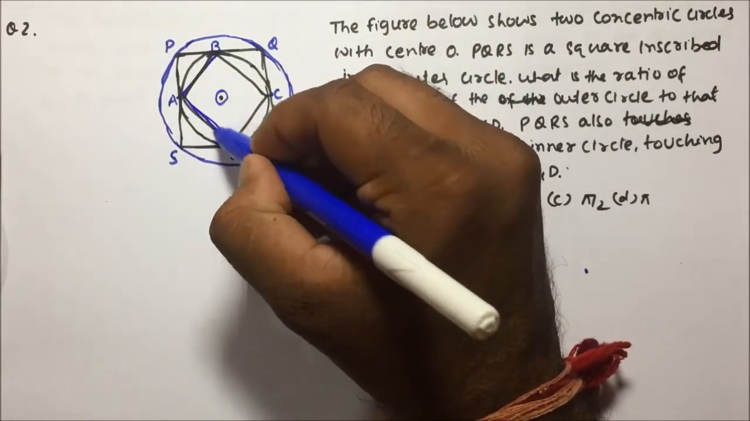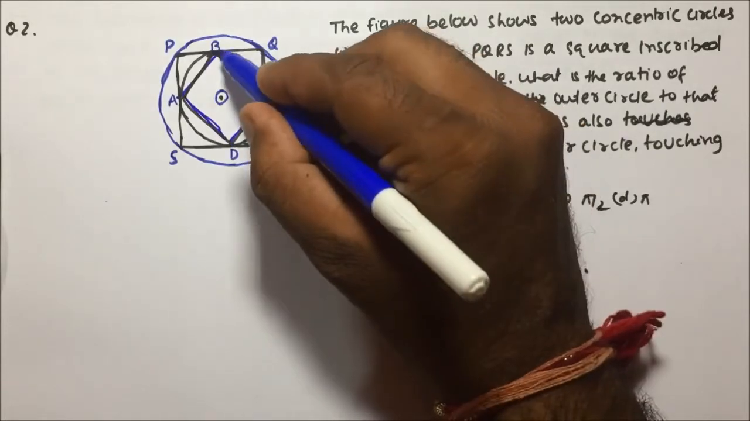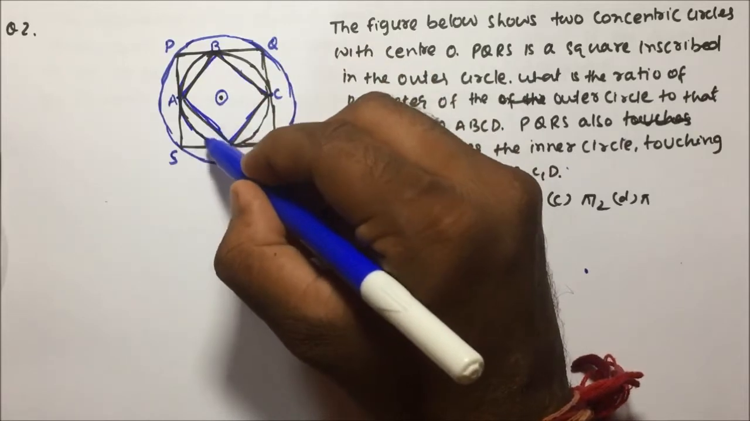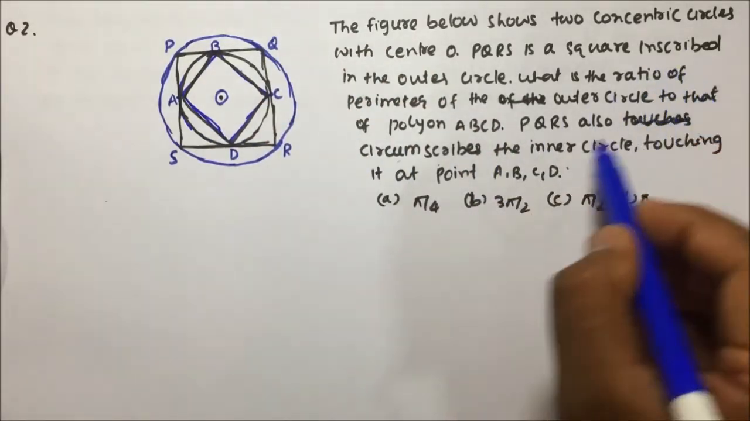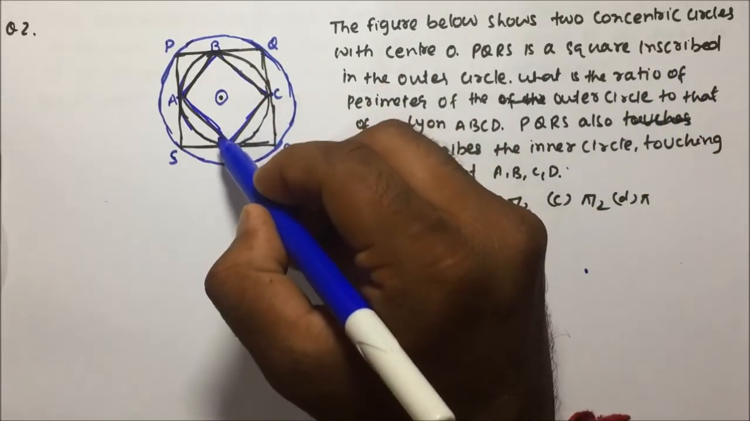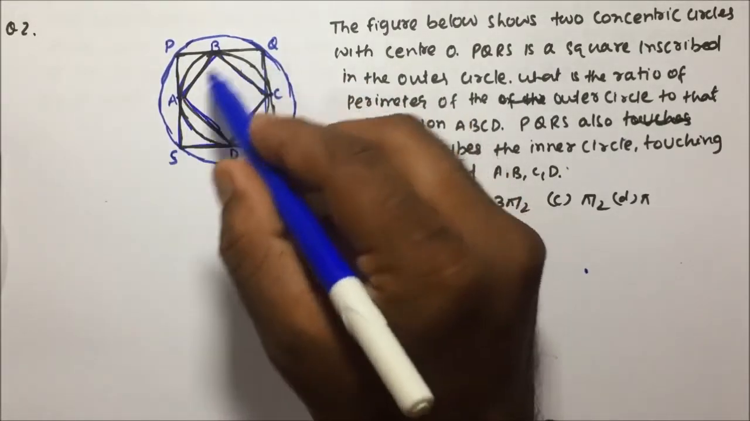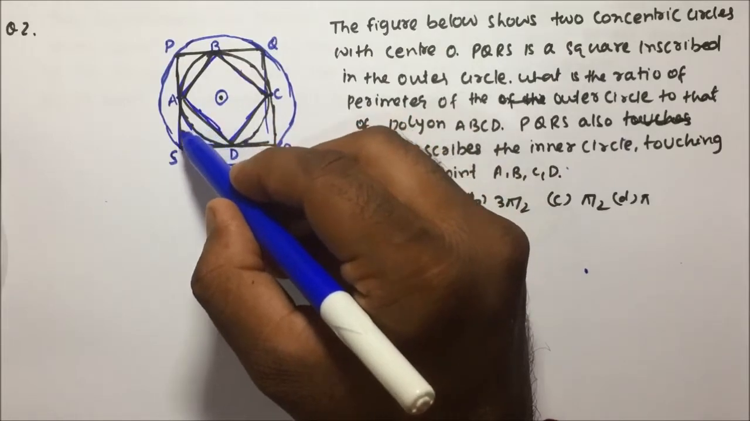The figure is not properly drawn. So ABCD is nothing but a square, and this square is circumscribed by a circle, and then again we have a square, and then again we have a circle. So square, circle, square, circle.